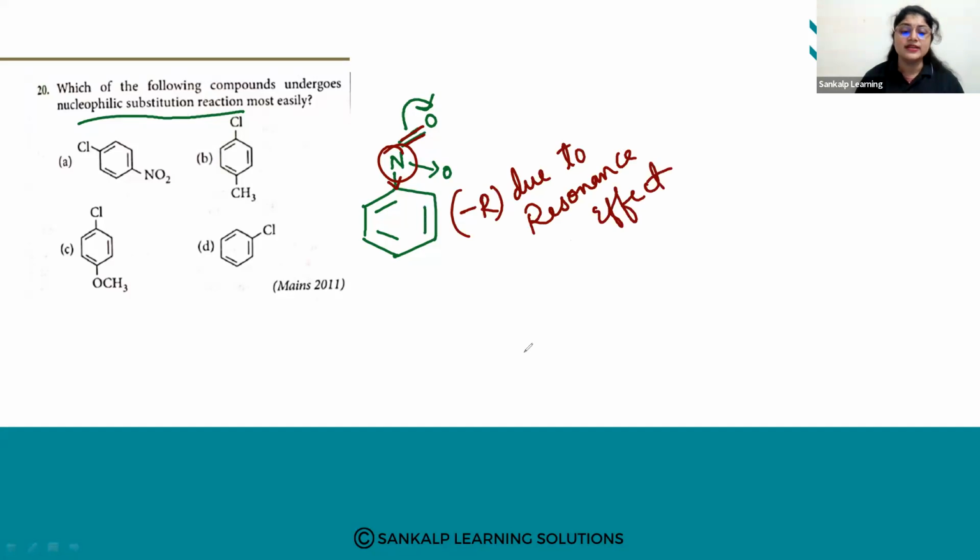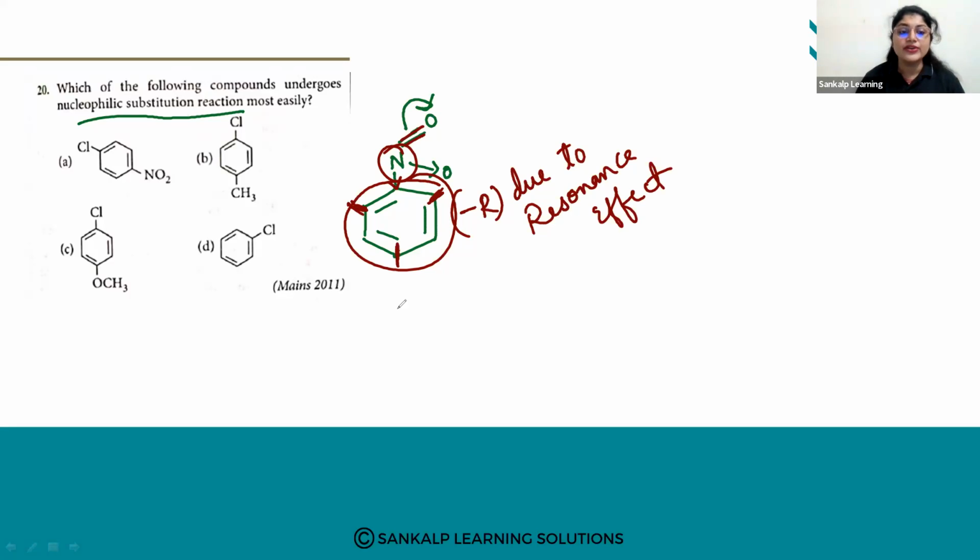Due to the minus resonance effect, it will create a deficiency of electron density in the benzene ring at the ortho and para positions. As the nitrogen is electron deficient, it will pull the electron density towards itself. So as a result, at the ortho and para positions, there will be a deficiency in electron density because of the presence of the electron withdrawing group.